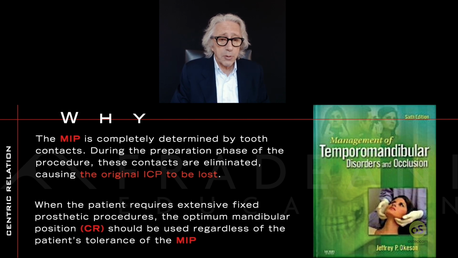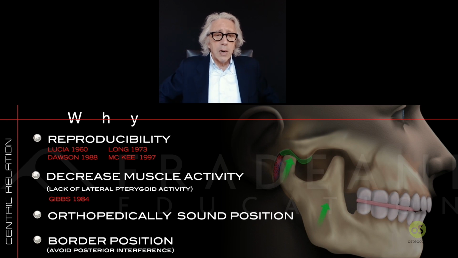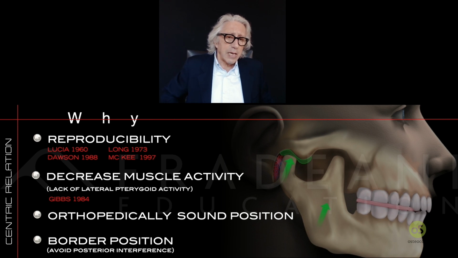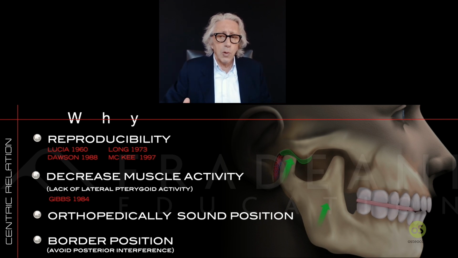So the optimal mandibular position, CR, should be used regardless of the patient's tolerance of MIP. Anyway, if you really want to be sure that you do an extensive rehabilitation, there is no doubt what you have to use. But why use it? Reproducibility. That is the most important step. Once you are able, as we described in our other lectures, to copy a provisional or even the mock-up that reproduces what we need to achieve as the final result, having checked all the aesthetic and functional parameters, you have your prototype already on the mock-up or on the provisional, and you want to copy it.